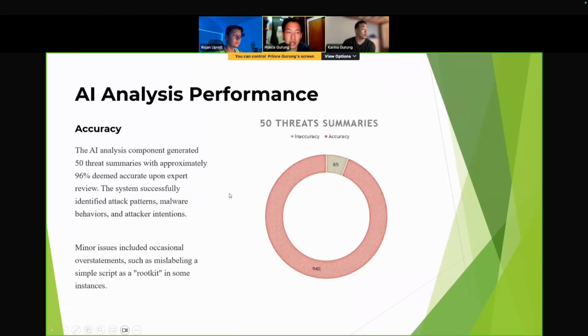We also did an AI analysis performance evaluation. For accuracy, we generated 50 threat summaries, which resulted in approximately 96% deemed accurate upon expert review. The system successfully identified attack patterns, malware behaviors, and attacker intentions. Some minor issues included occasional overstatements, such as mislabeling a simple script as a rootkit in some instances.